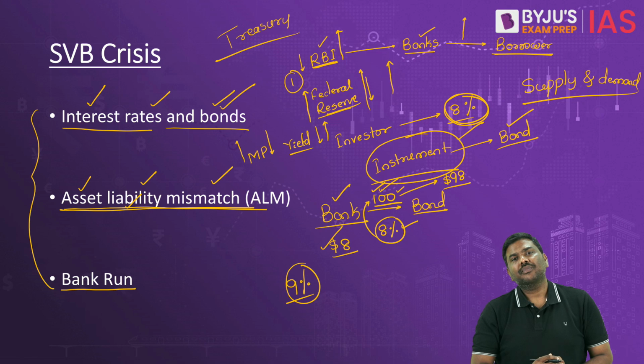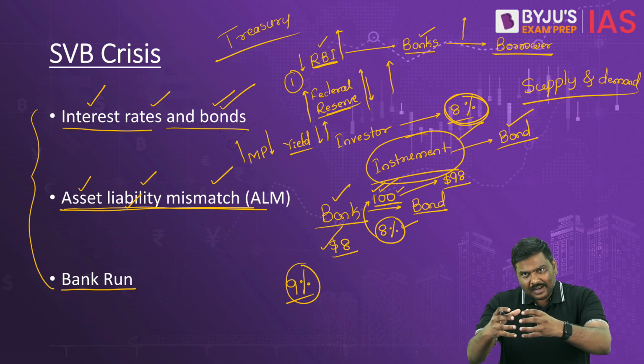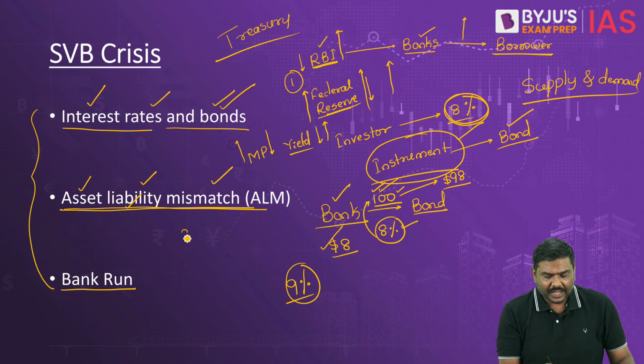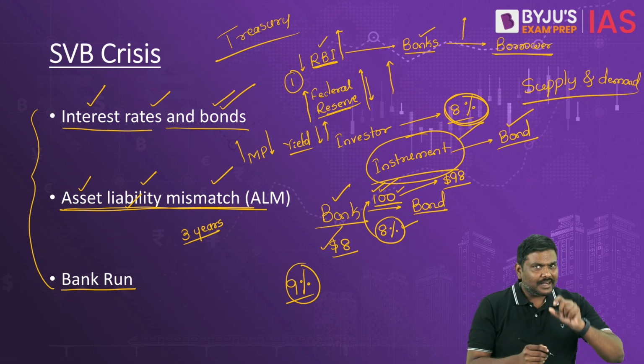ALM, what is it? Whenever the bank will collect deposits, let's say the duration of the deposit is 3 years. I'll take a very simple example. A bank will collect a deposit.